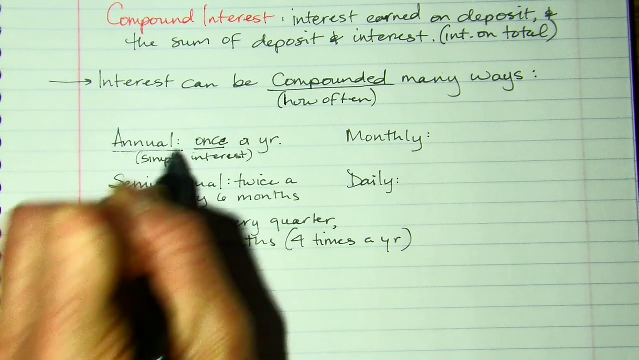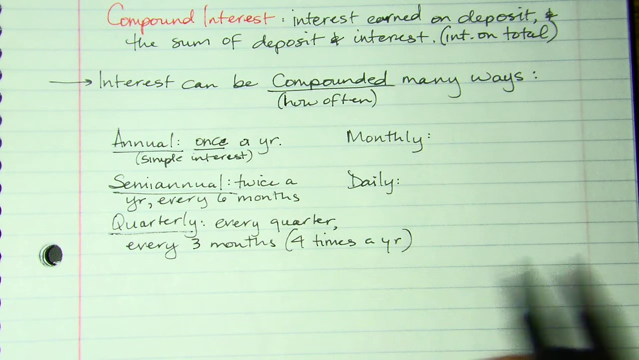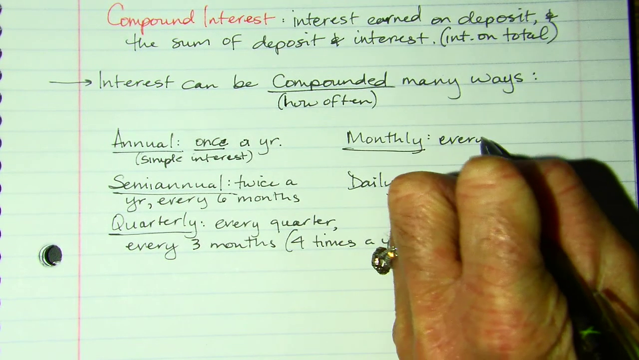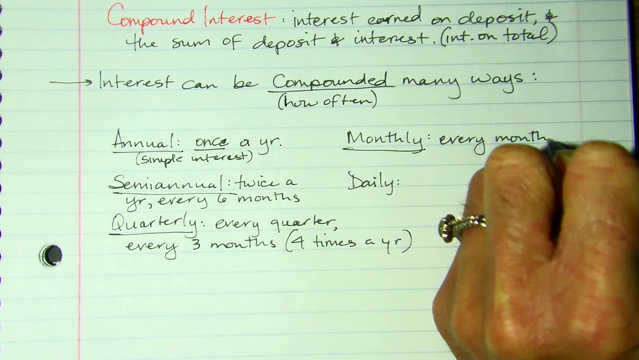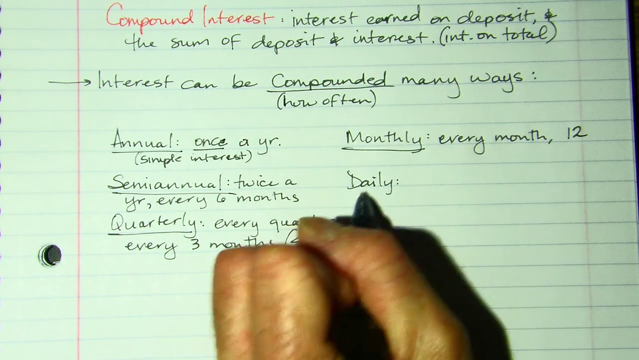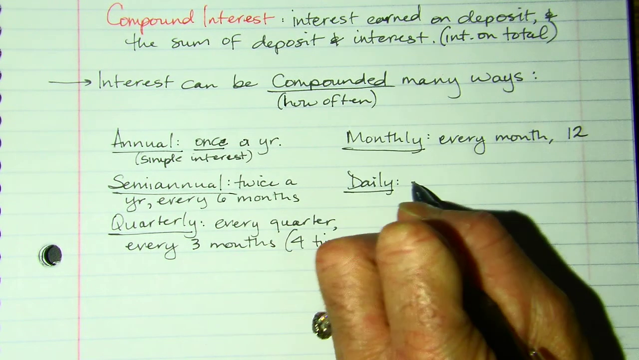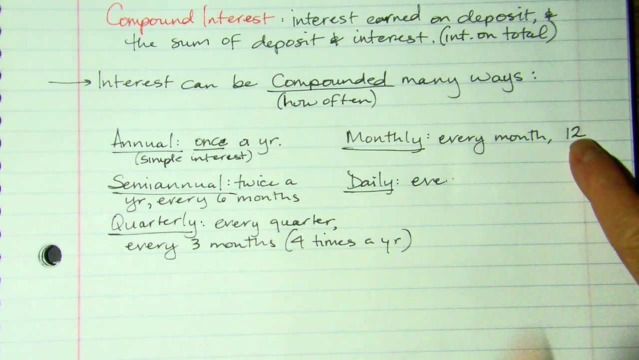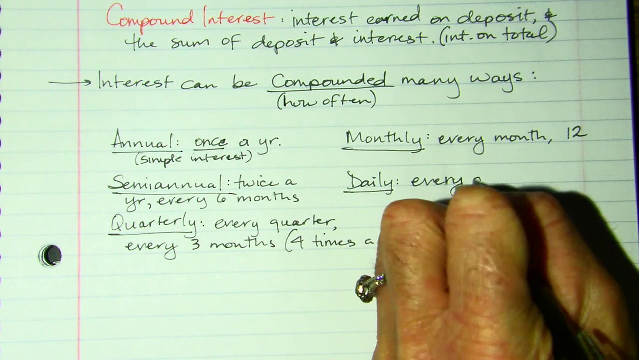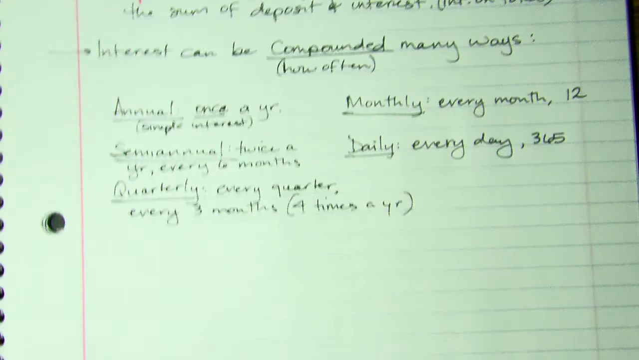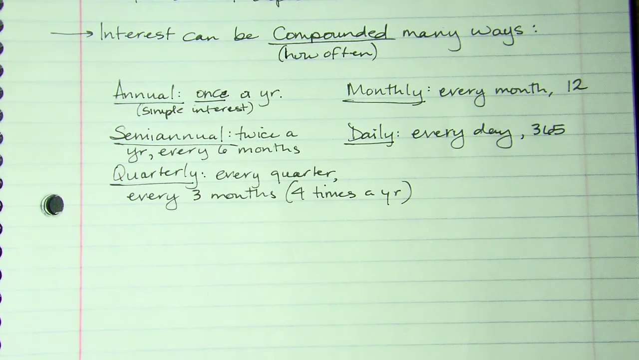So you have annual, semi-annual, quarterly. Monthly would mean it's every month, right? Or 12 times a year. Daily would mean that it's calculated every day. This would be every day, or 365 times, because there are 365 days in the year.